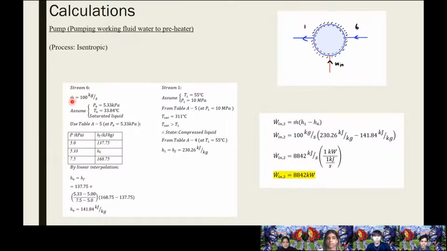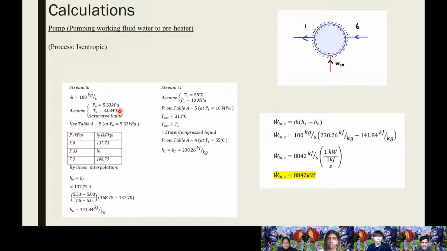As we saw before, the mass flow rate of the fluid water is 100 kg per second, and we assume that it exits the condenser at 5.33 kilopascal, 33.84 degrees Celsius, and in the state of saturated liquid. And we use table A5 to know the enthalpy of stream 6, which is found at 141.84 kilojoule per kilogram. And then it exits the pump at an assumed temperature of 55 degrees Celsius and an assumed pressure of 10 megapascal.